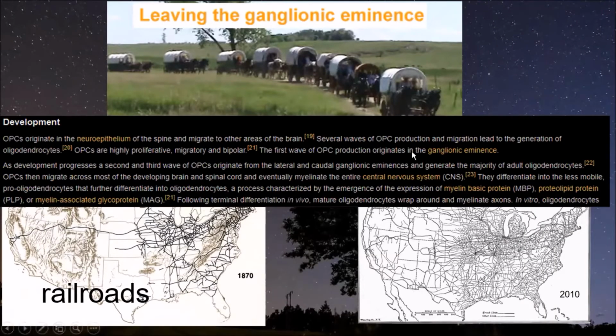The first wave originates in the ganglionic eminence. Eminence, what a great term to use. And this is them leaving as development progresses. The second and third waves come out of the eminences, and that generates the majority of the adult oligodendrocytes, which will create the myelin.